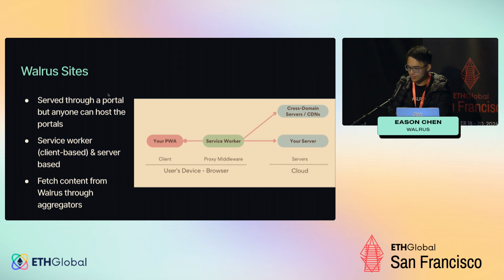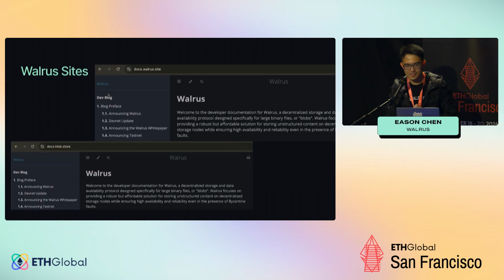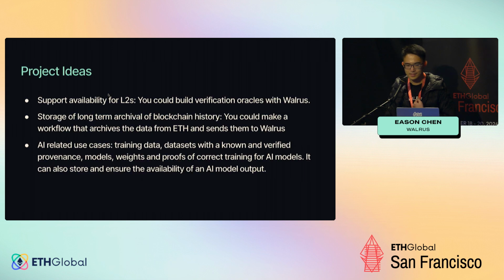This is just something I took from the internet explaining how this service worker works. But I'm not really an expert on front end, so if anyone knows how this service worker works in the browser, feel free to ask me. I'll pass it to the team there. As I explained earlier, there are two versions of the portal. Docs.walrus.site is served through a service worker, and blobs.store is served on a server.